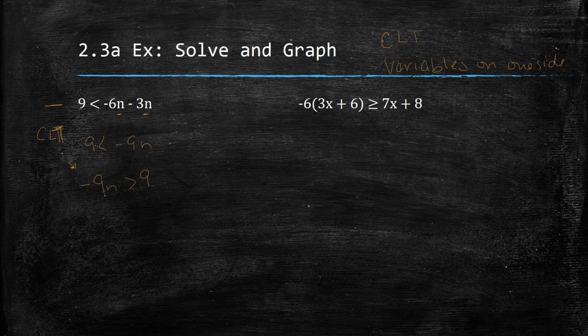Now to solve for n, we're going to divide by negative 9 on both sides. Remember, every time that you divide by a negative, your inequality sign has to flip. So it opens in the other direction, and we have n is less than -1. When we plot that on the number line, we've got 0, -1, open circle, n is less than -1, and it's going to point in the left direction.